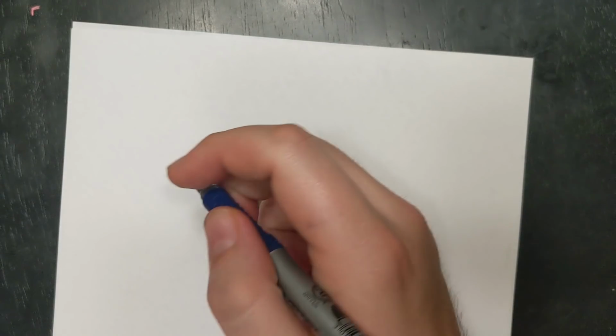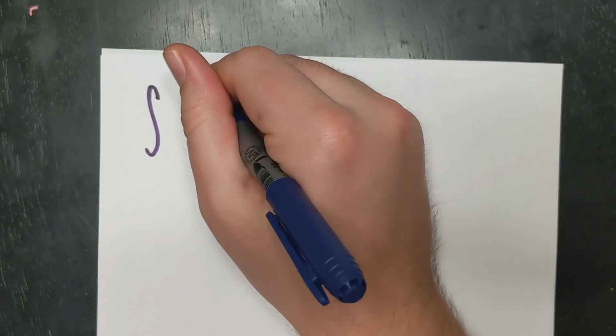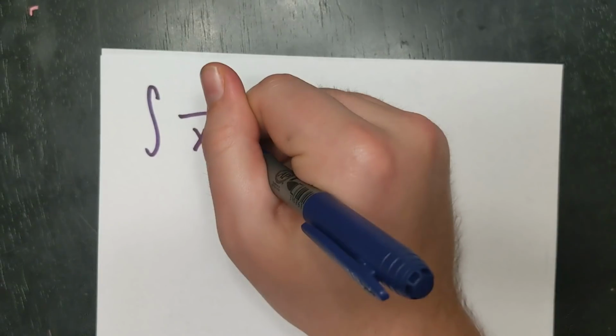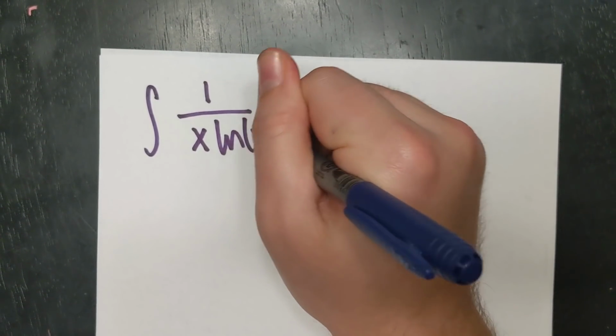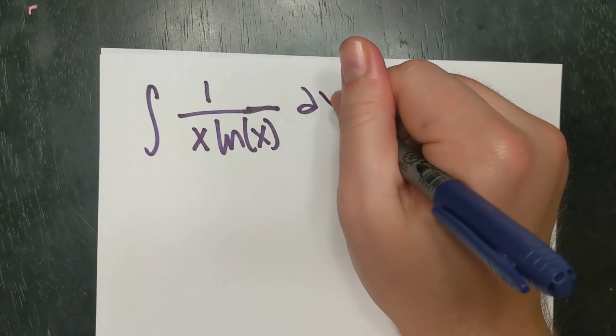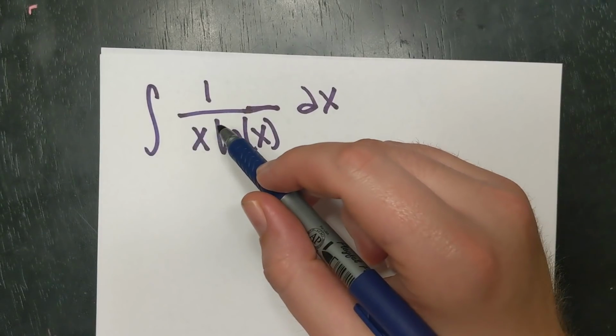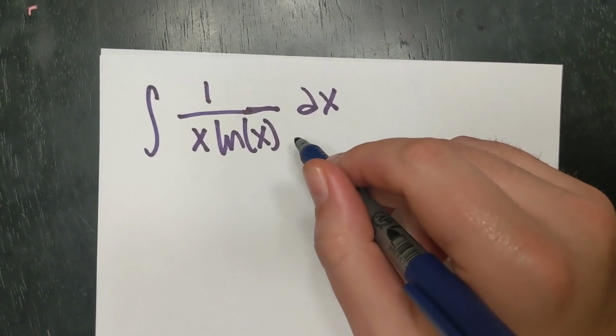Okay, last one in this little section. We're trying to find the antiderivative of 1 over x ln x dx. And so maybe it's not obvious what your u is. Is it ln x maybe? Is it x ln x?